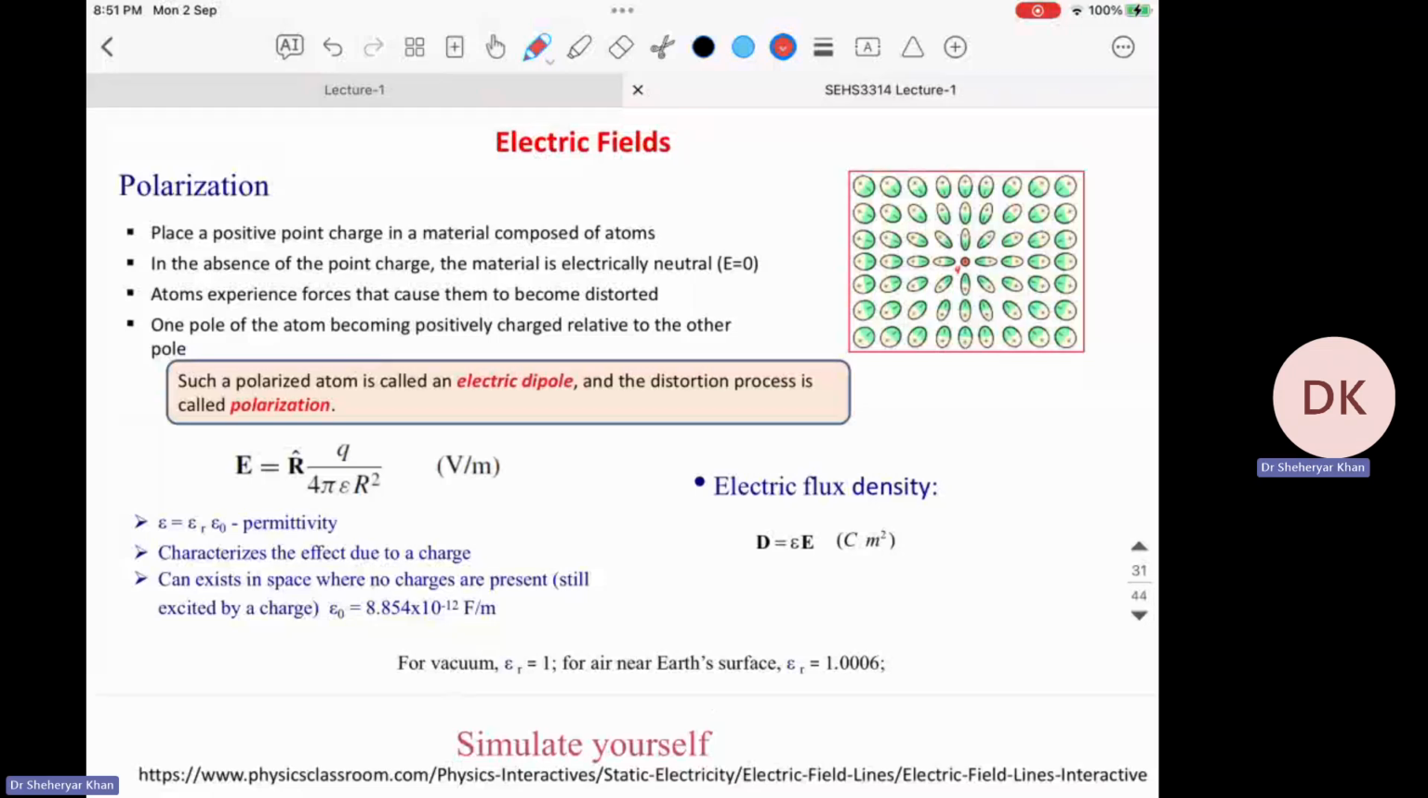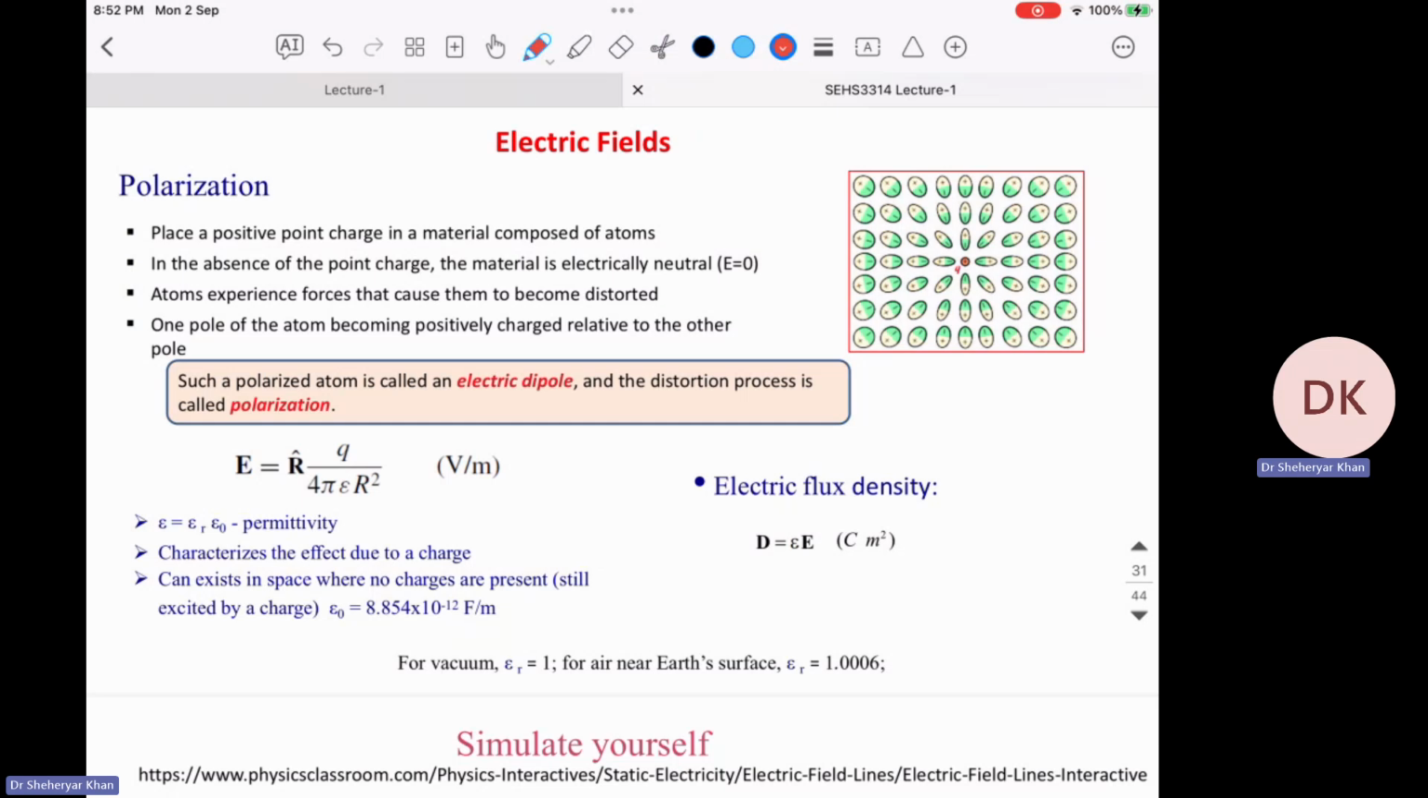So we have another concept, polarization. For example, if you place a positive point charge in a material composed of atoms, initially the atoms are randomly arranged in the structure, right? There's no polarity because there's no net charge on the atoms. The sum of the charge on a material is zero, right?